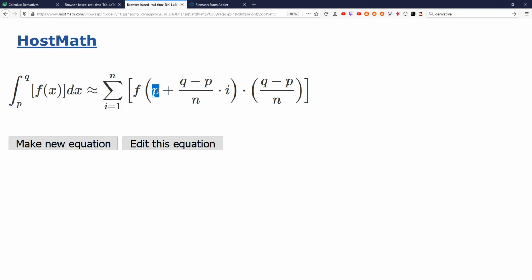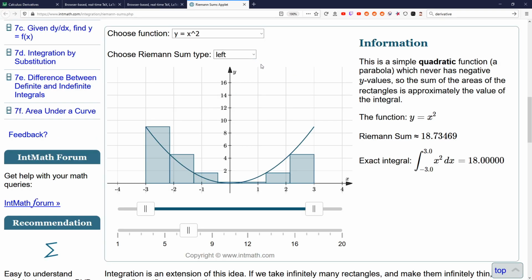So we start at P. We have the width of the rectangle times how many rectangles. So here's your f of x, and here's your dx: the width of the rectangle and the height of the rectangle. It's called a Riemann sum.